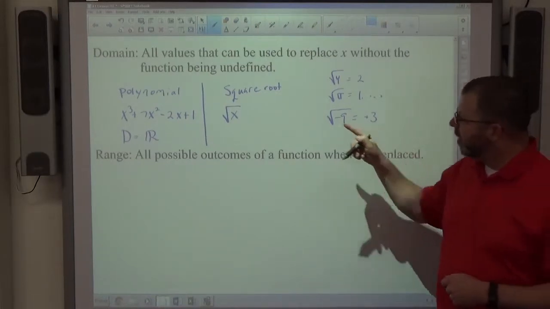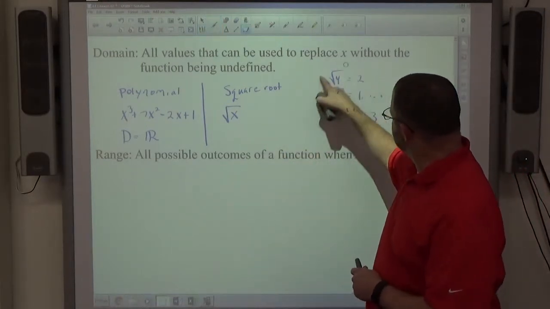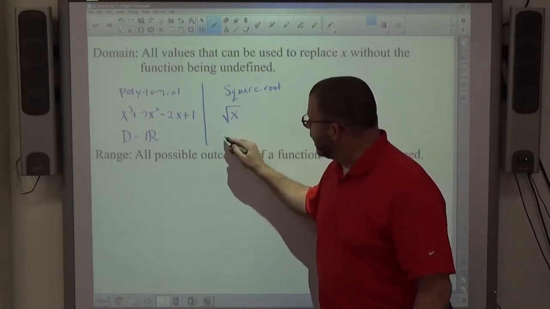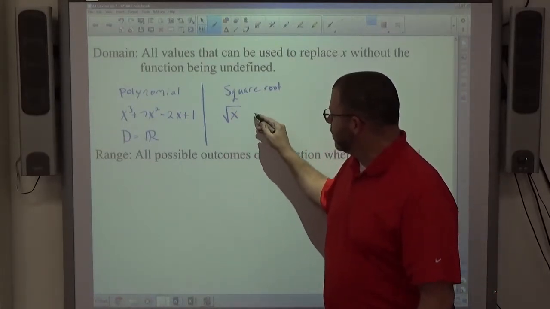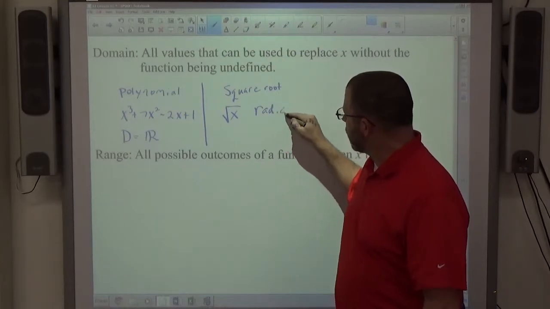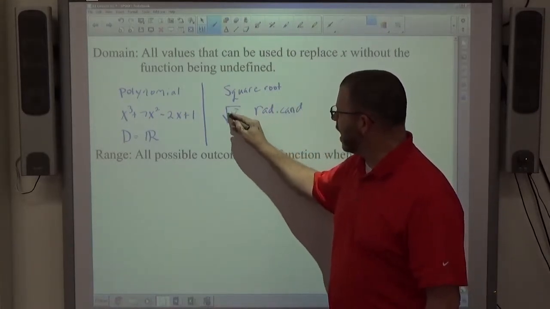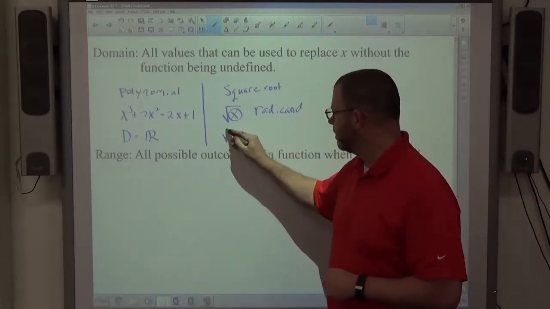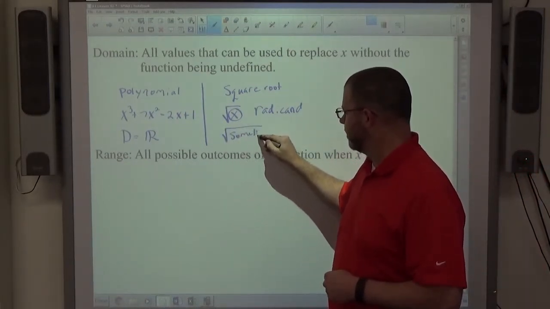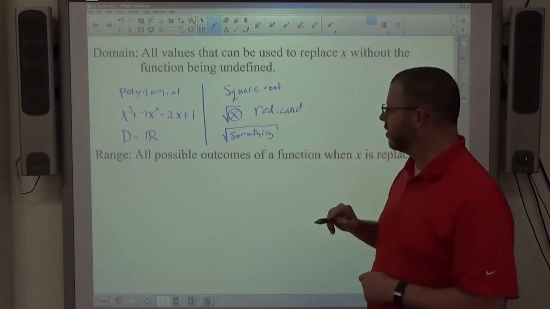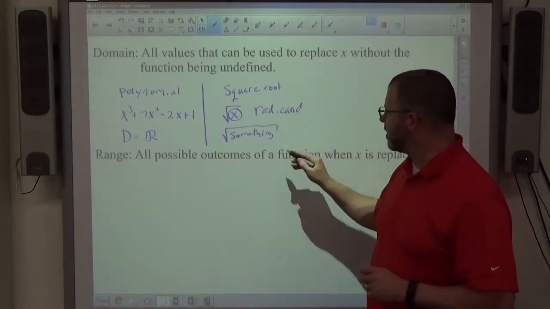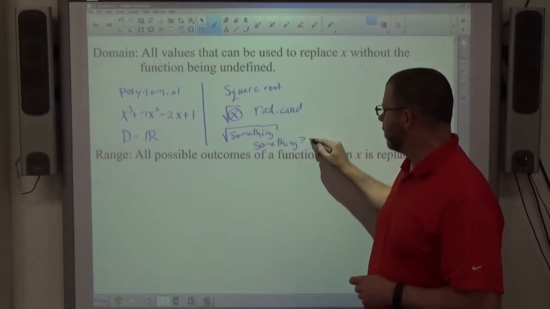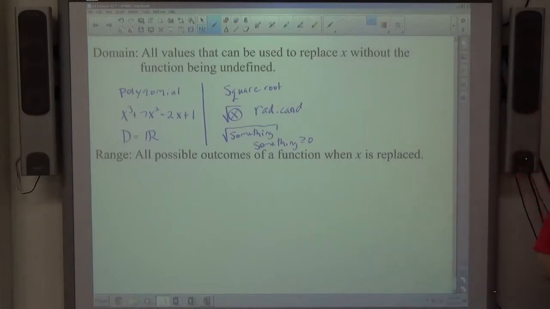So for a square root function in general, whatever the radicand is, everybody okay with the word radicand? Have I used that word before? The radicand is the contents of the square root symbol. Square root of something. Whatever the something is, the rule for domain is that the something has to be greater than or equal to 0. And then you solve that.